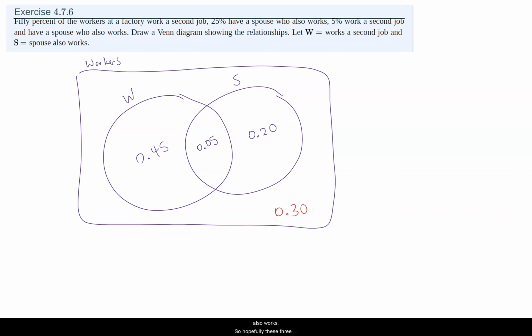So hopefully these three examples help you through working with Venn diagrams, being able to set them up, and then how to work with probabilities associated with these Venn diagrams.